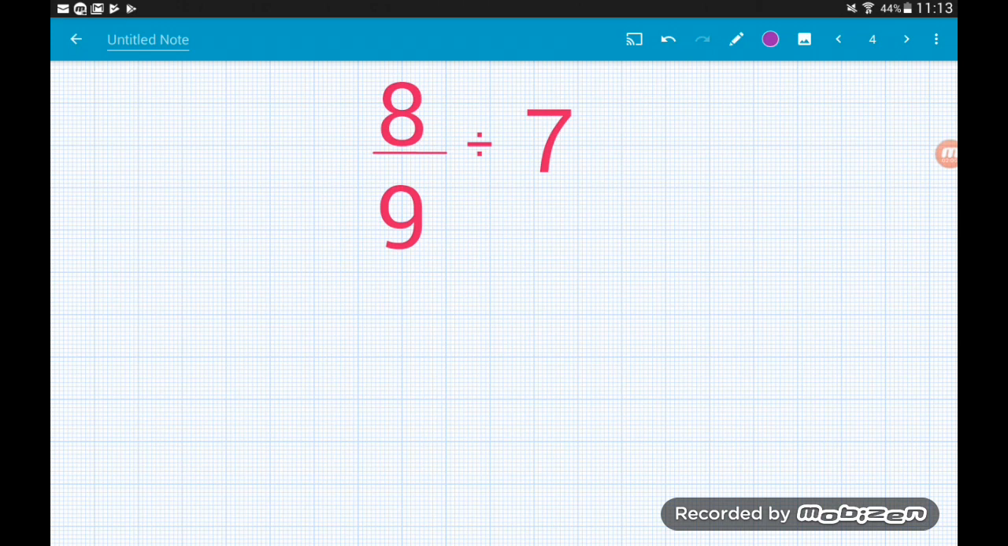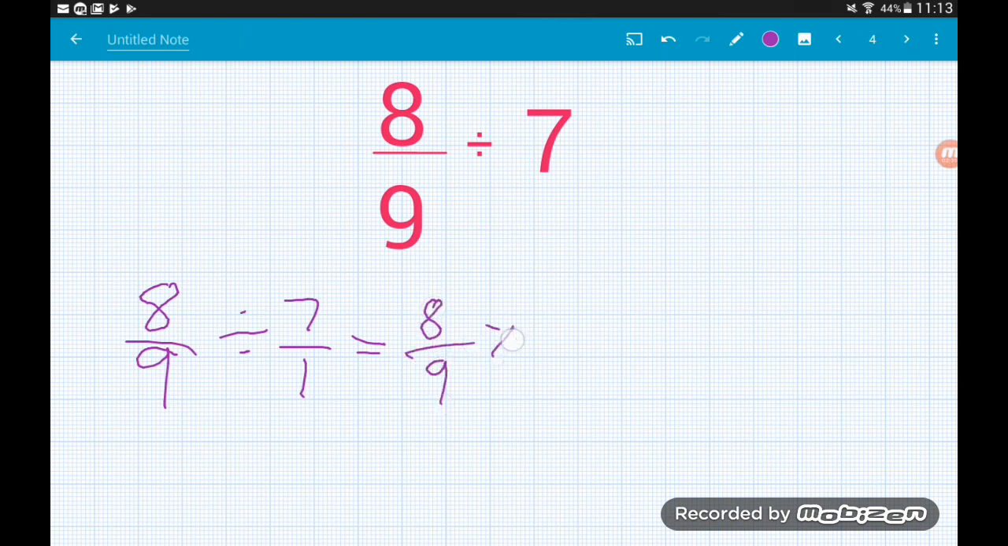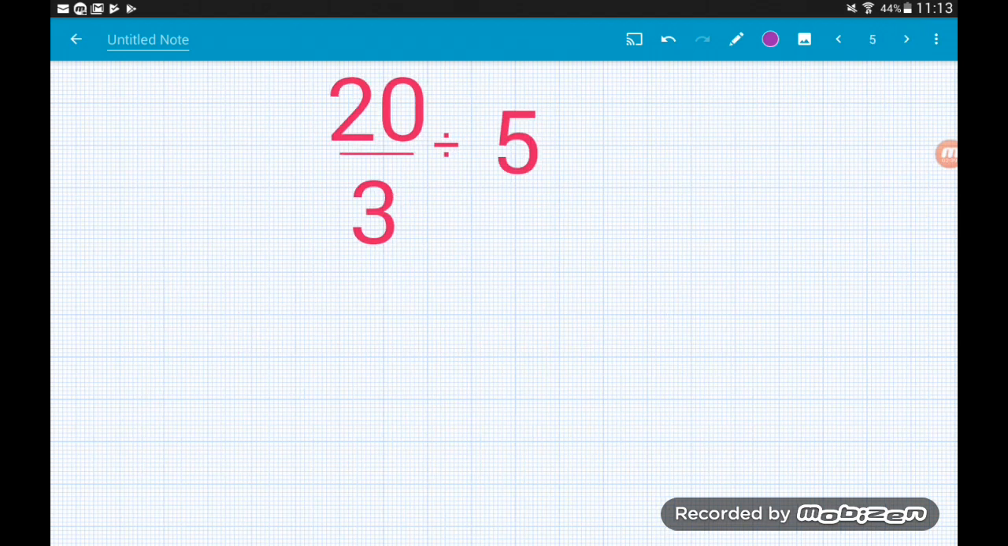Okay, 8/9 divided by 7. Well, that's the same as 8/9 divided by 7 over 1, which is exactly the same as 8/9 times 1 over 7. Now 8 times 1 up on top is 8, and 9 times 7 on the bottom is 63. So 8/9 divided by 7 is 8/63.